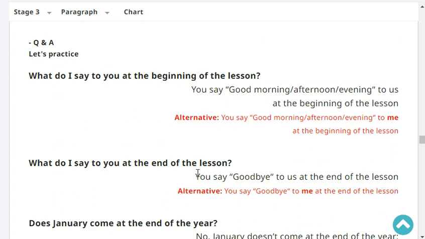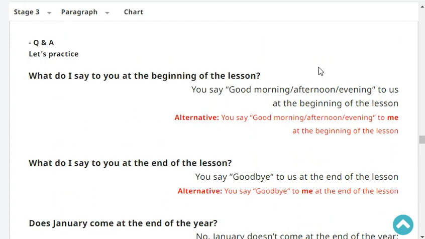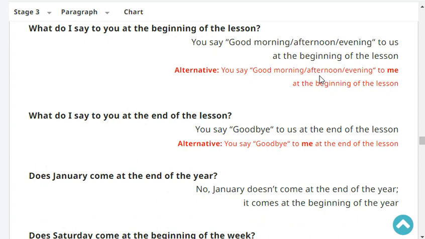What do I say to you at the beginning of the lesson? You say good morning to me at the beginning of the lesson. Very good. What do I say to you at the end of the lesson? You say goodbye to me at the end of the lesson.